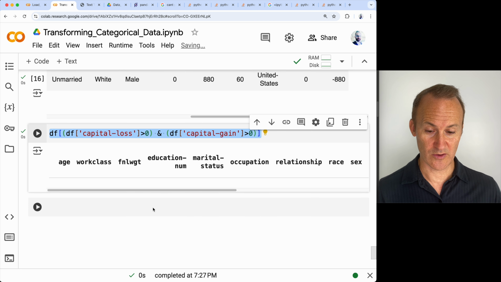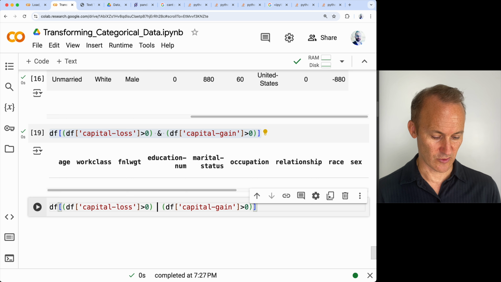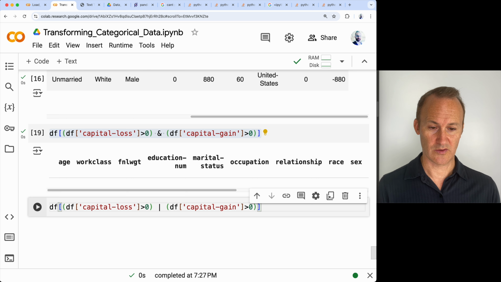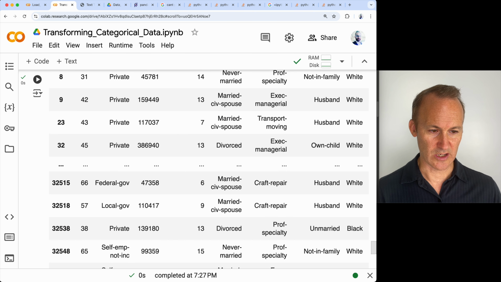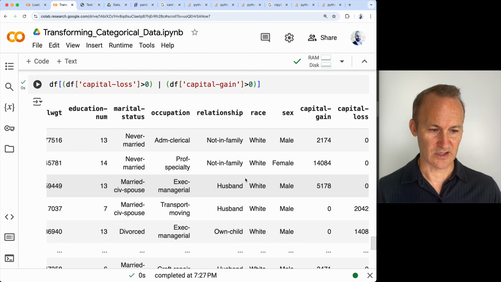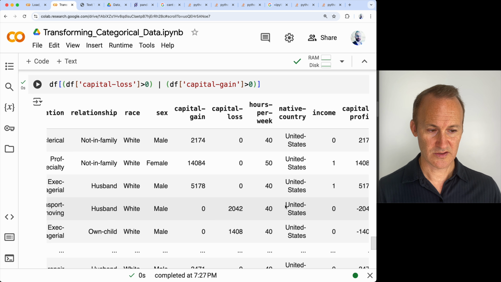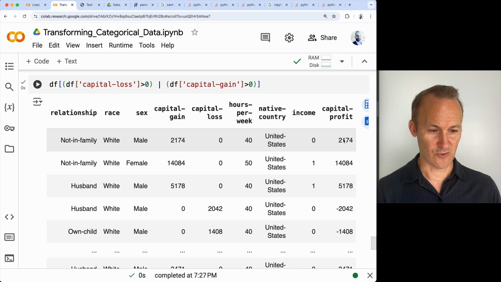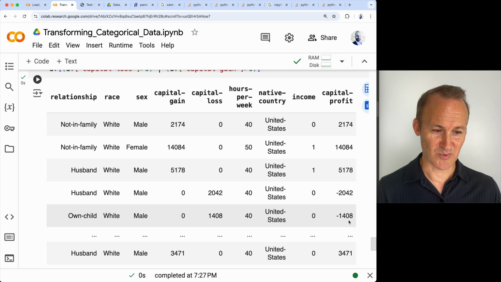What about where one or the other is met? In place of the ampersand, it's actually a vertical bar for the or. Okay, so this is or. And so now if you press Shift Enter, what do you know? Look at this. We get capital gains and capital losses. So now we can check, very cool, capital profit has positives and negatives, and it is more efficient to have this column instead of the other two.